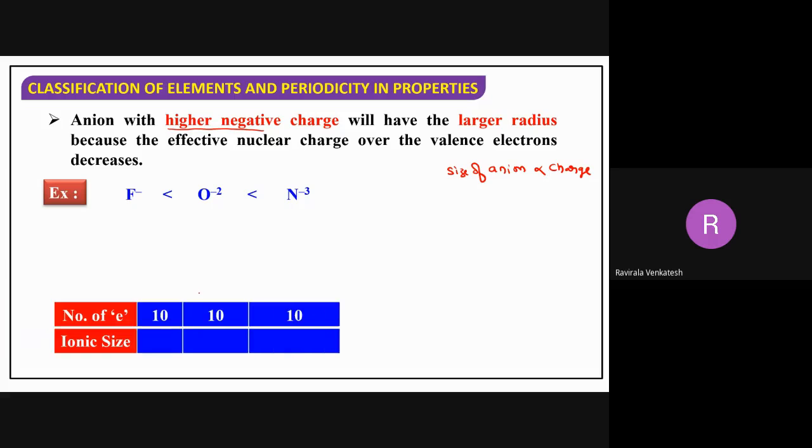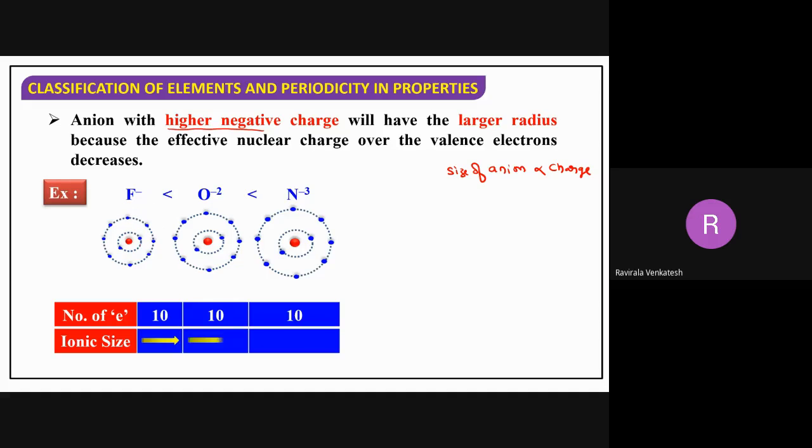Again, we see all are having the same 10, 10 electrons. Now what will be the nuclear charge here? 9, sir. In this case, it will be 8. In this case, it will be 7. Nuclear charge is nothing but the atomic number.